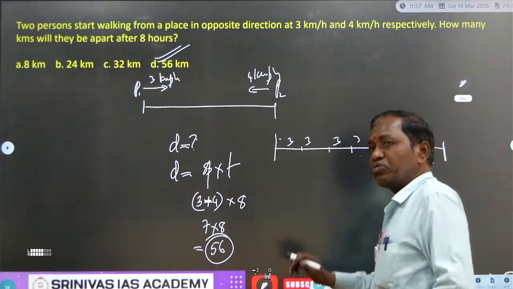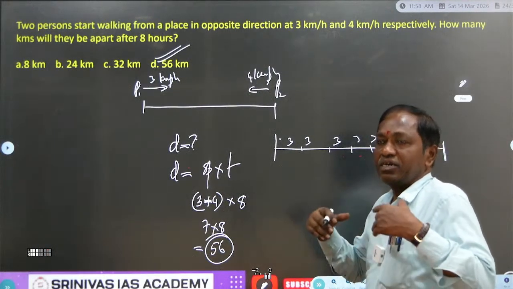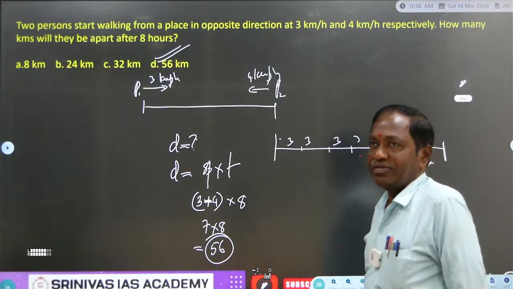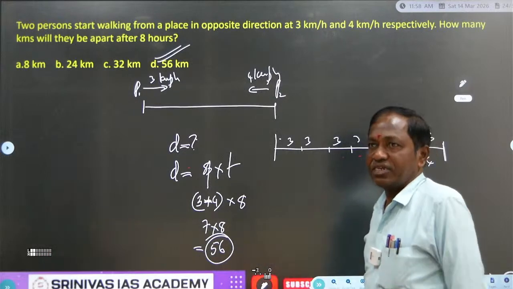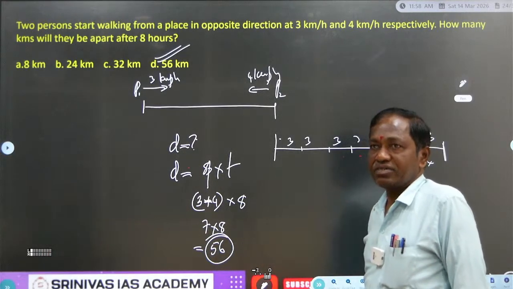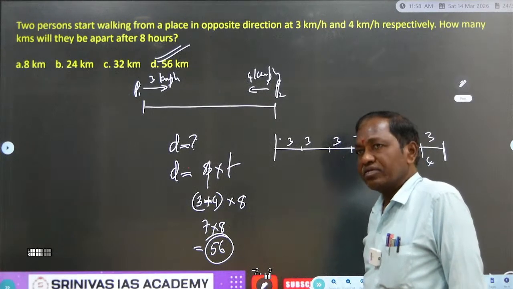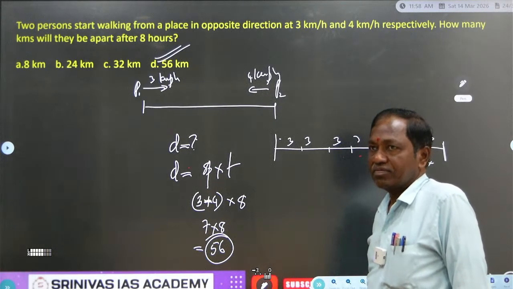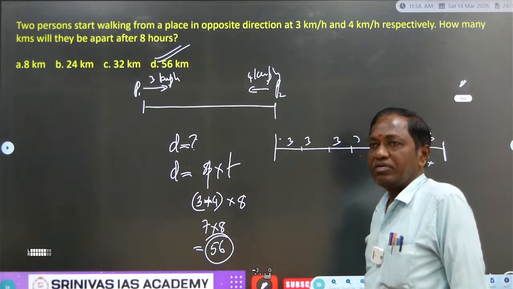Sir, but the question is what? It's not between. Only how many kilometers they walk, how many kilometers will be apart? Apart means there is a big distance. Sir, this 56 is both of them traveling 56 kilometers together. Together, but they are asking apart. What is the distance between these two people?